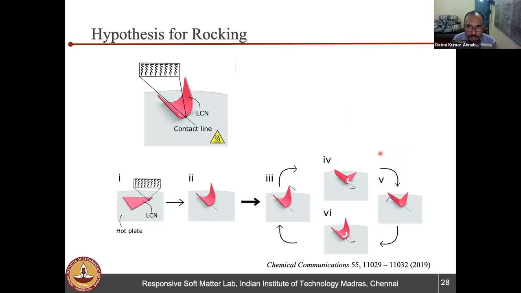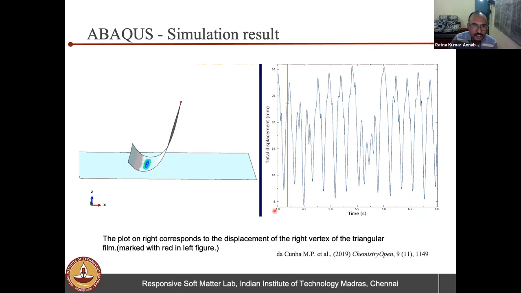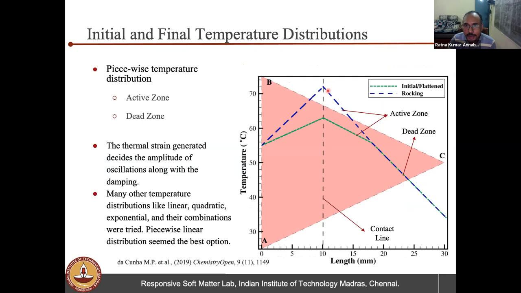So that is a hypothesis, and then we actually simulated this system, and you can see that this is the contact point, and the contact point is moving. As a result, this is oscillating back and forth. So the idea here is that you have the initial contact line, and this is the initial plate structure.